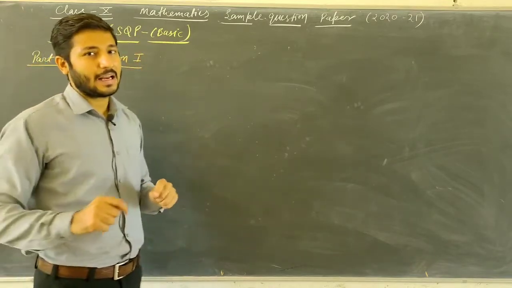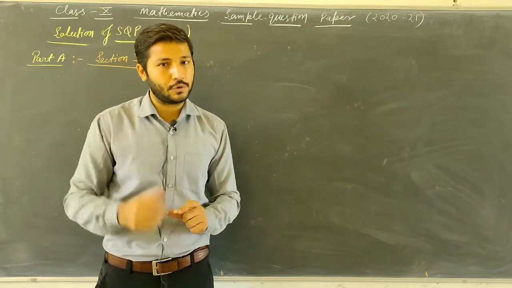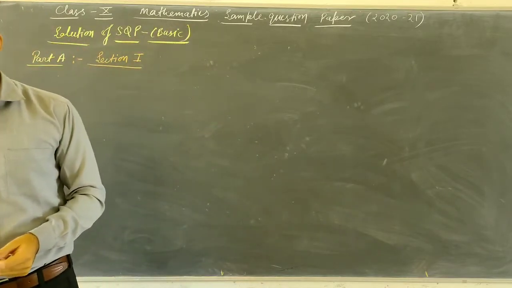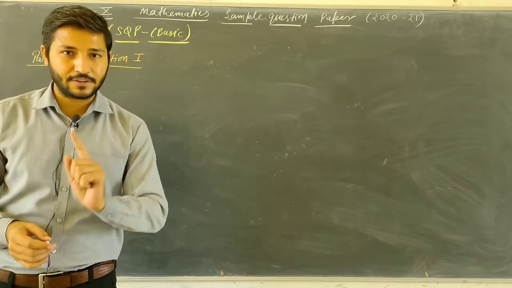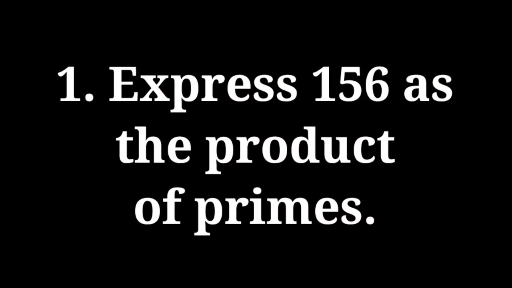In this section we have 16 questions. There are 5 internal choices given to you. So how can you solve this paper? First of all, what is the first question in Part A, Section first? Section first has the first question: express 156 as the product of primes.